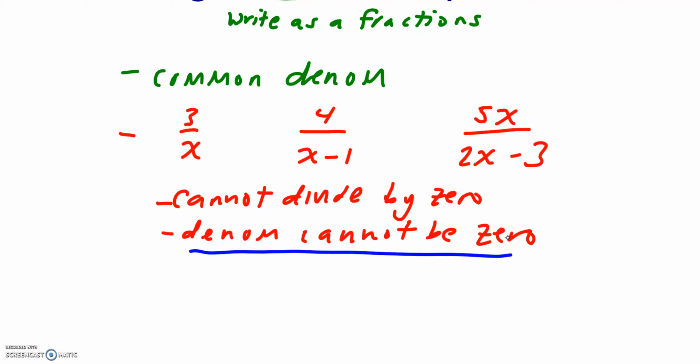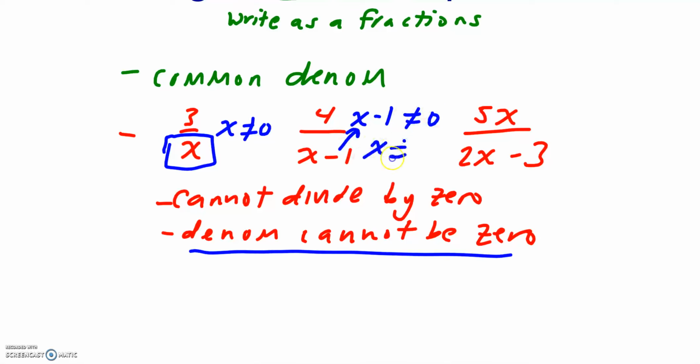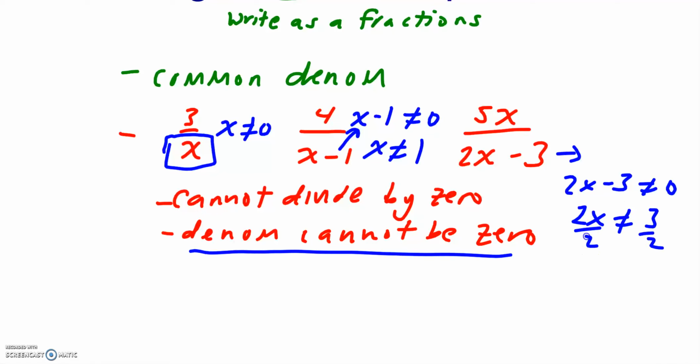For instance, if I look back at this first example, the number that would cause this denominator to be zero is zero itself. So x could not be zero because I can't divide by zero. In this case, I know that x minus 1 cannot equal zero because the denominator cannot be. So that means that x can be everything else but 1. And if I had this situation, I know that the denominator 2x minus 3 cannot equal 0. So 2x cannot equal 3, or x cannot equal 3 halves, or 1.5.